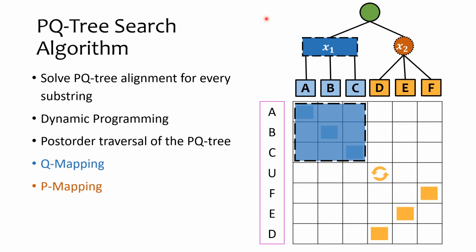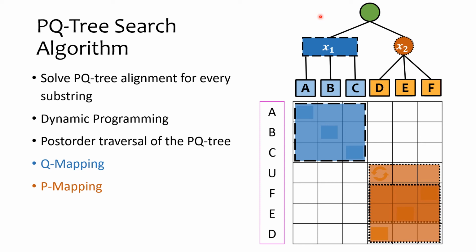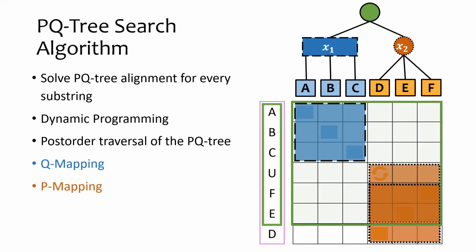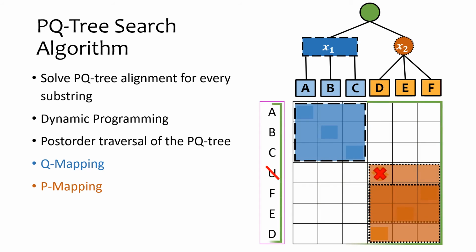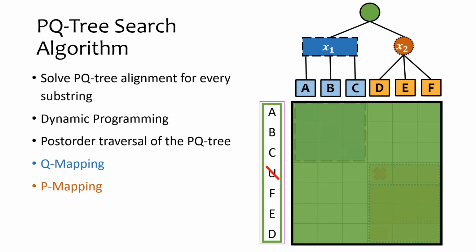Here are two possible alignments of X2. One is to align it to the substring UFE, and the other is to align it to the substring FED. We store both options. In fact, we store the best alignment for each substring of the input string versus each subtree of the PQ tree. So now, when we move on to align the root of the PQ tree, there are also two optional alignments. Either align the whole tree to the substring from A to E, or delete the character U and align the whole tree to the entire string.